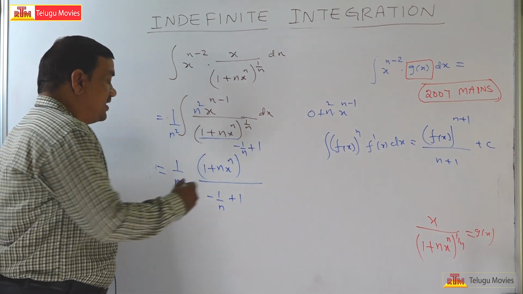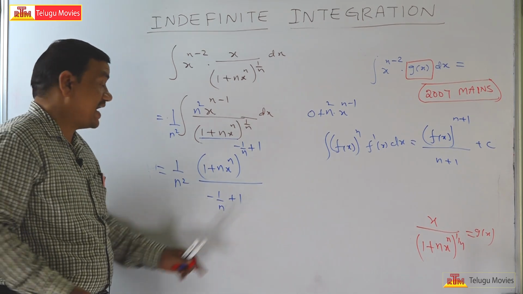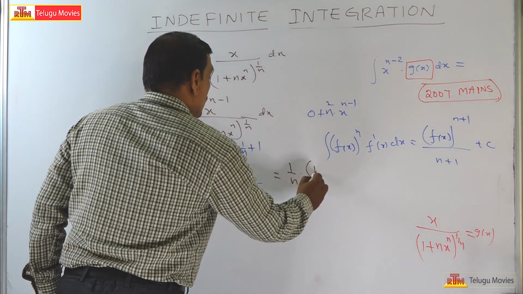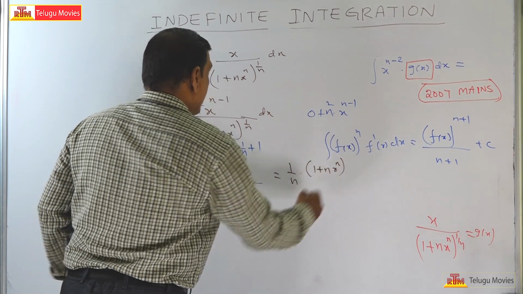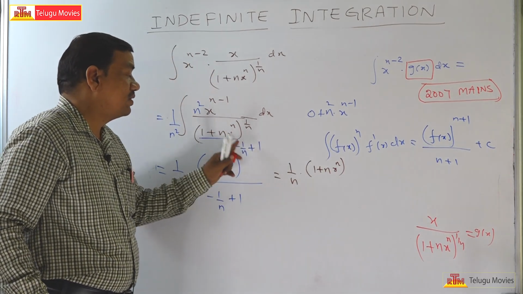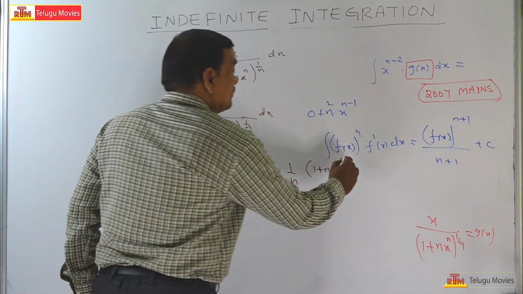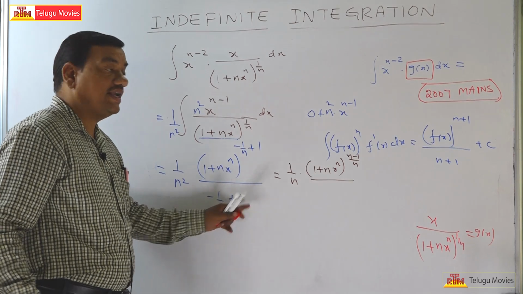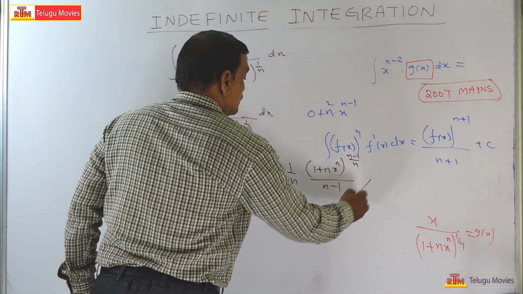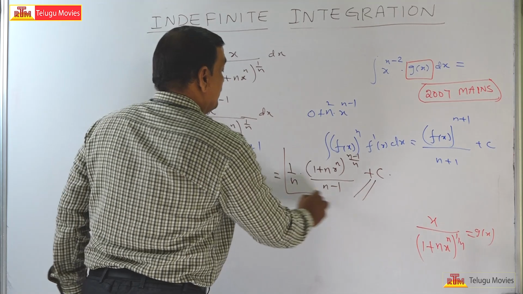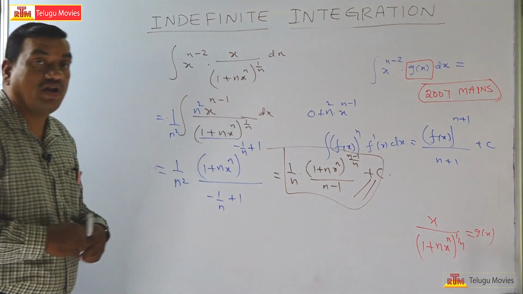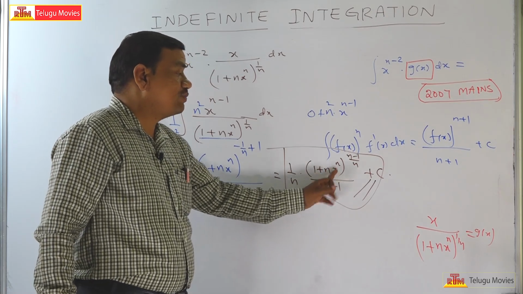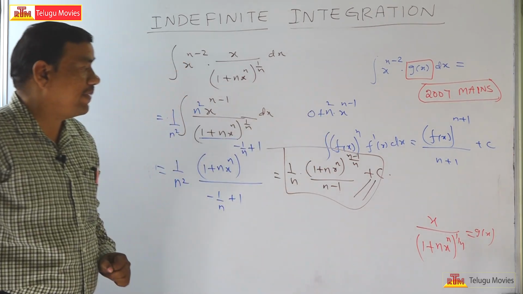Now take the LCM here, 1 by n will get cancelled. So this is equal to 1 by n into 1 into n into x to the power of n. This is equal to how much? This is n minus 1, so this is equal to n minus 1, plus c. This will be your final answer. So your answer is 1 by n into n minus 1, 1 plus n into x power n whole power n minus 1 by n, plus c.